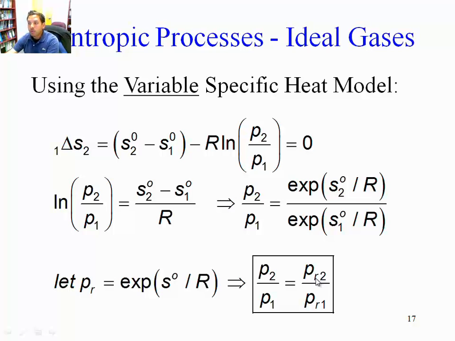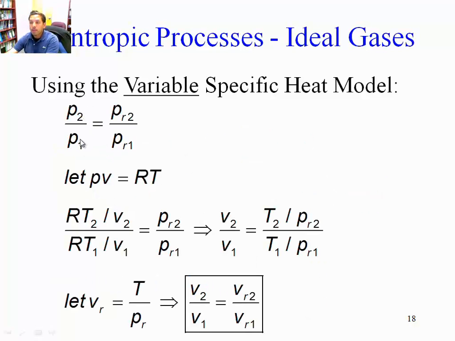Likewise, we can do the same with the volumes. If we say that P2 over P1 is equal to PR2 over PR1, remember, only for isentropic processes. This equation is only valid for isentropic processes, when from 1 to 2 there's no change in entropy. Now let's use PV is equal to RT, the state equation. So let's replace P2 by RT2 divided by V2, and let's replace P1 by RT1 divided by V1. And now let's flip this, and we have V2 over V1, cancel the R's, is equal to T2 over PR2 over T1 over PR1.